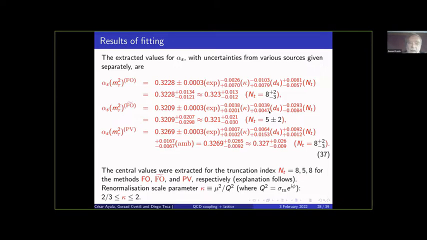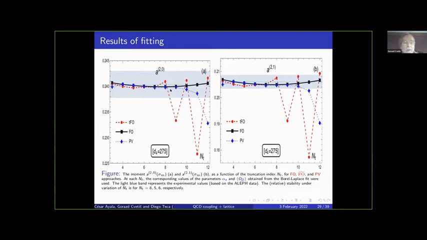Now, how did we choose truncation 8, 5, and 8 in the Borel summation? For each NT that we get from the fit of the Borel-Laplace, we construct A20 and A21 as a function of NT. This is the band, the experimental band, and we get for FO and PV quite flat curves, and in fact for FO tilde also quite flat, and then it begins to oscillate. The least sensitivity for FO and PV is around here, NT equal 8, and for FO tilde here 5. That's how we got this.